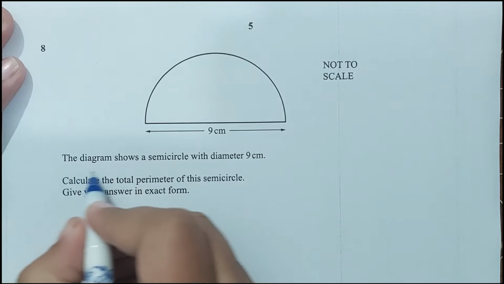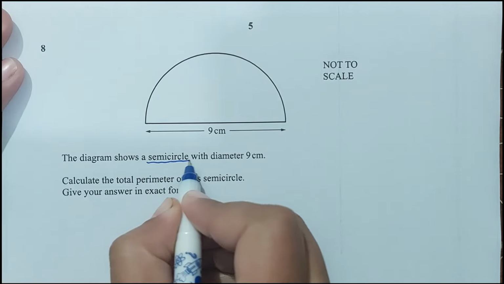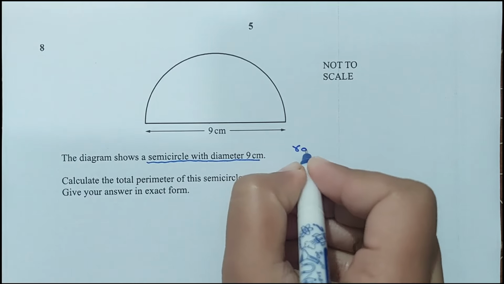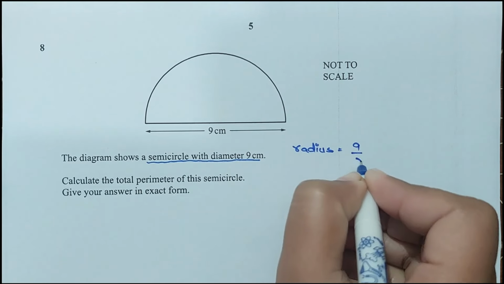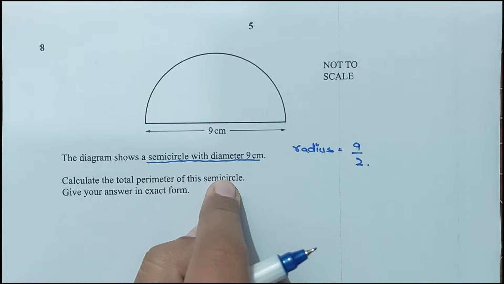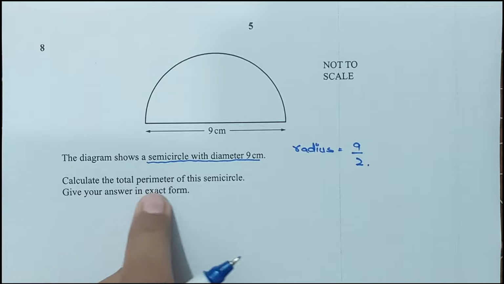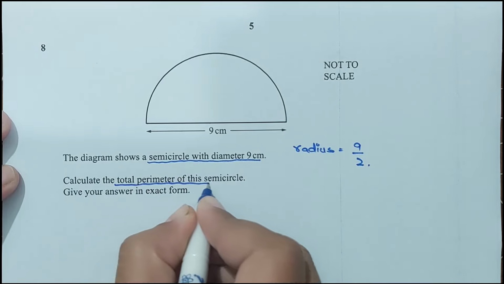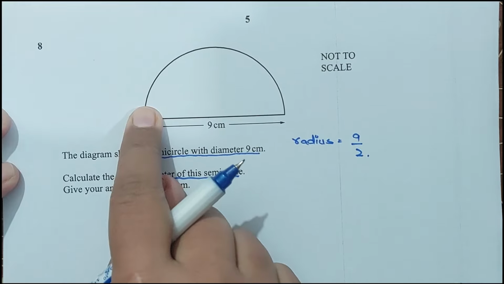Question number 8, the diagram shows a semicircle with the diameter 9 centimeter. It is a semicircle and its diameter is 9 centimeter. So the radius of that semicircle is half of the diameter, which is 9 by 2, right? Calculate the total perimeter of this semicircle. The total perimeter means this side and this side. Give your answer in exact form. Okay, so the total perimeter of the semicircle is basically the diameter and this circumference, right?